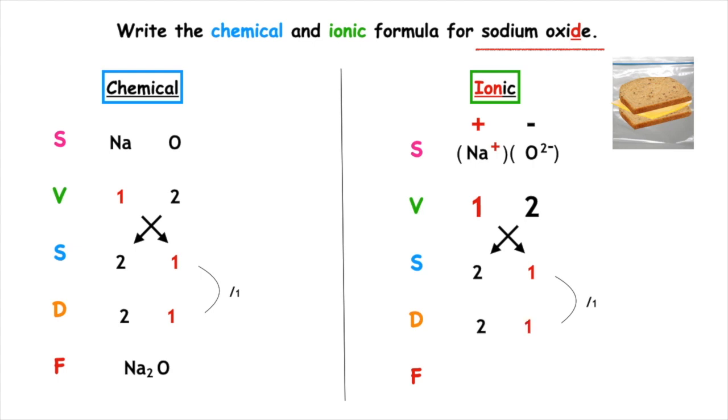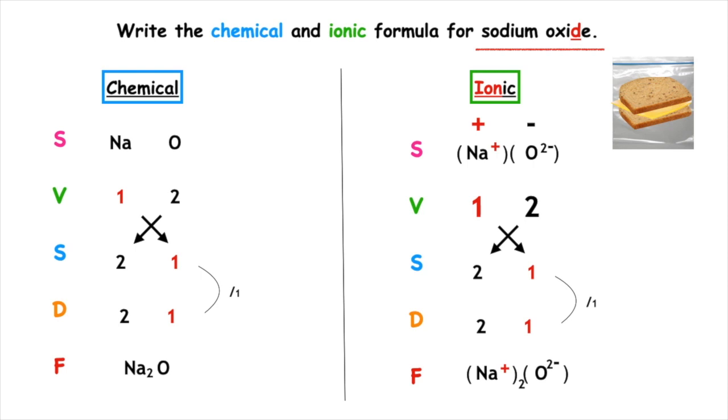But this time we have to write down exactly what we have written down for our symbol. So we'll do bracket Na plus, close bracket. How many of those have we got? We've got 2. Bracket O, 2 minus, close bracket.